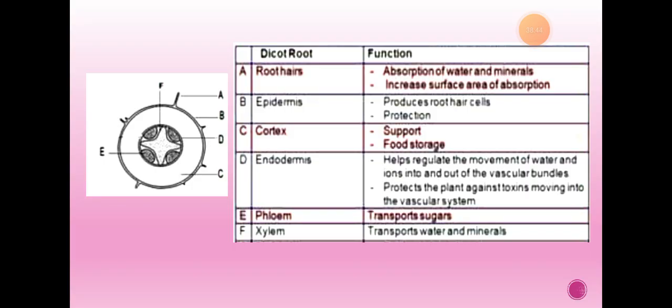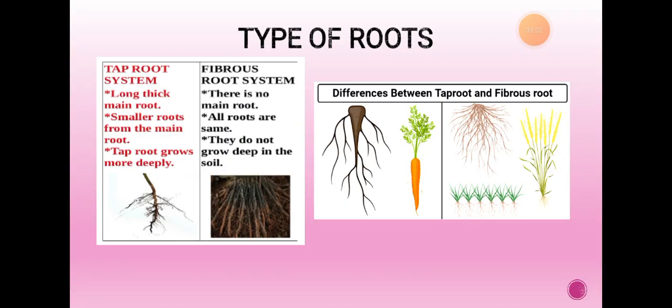It's the main thing that does this part. This transportation is mainly done by the xylem cell. So the xylem cell basically plays the role of doing that. Okay, now types of roots. Now you should know what the different types of roots are. So we have the tap root system and the fibrous root system.